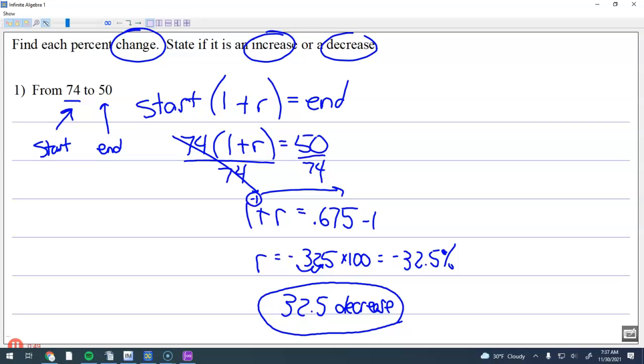Okay. So then you get this negative 0.325. Your job is to get to this 32.5% decrease. So the fact that it's negative is why it's a decrease. And 0.325, turn that into a percent by either multiplying by 100 or just moving that decimal over to the right 2 spots. And that'd be a 32.5% decrease. Is that okay? Questions on that before I do a couple more, or any other questions on this?